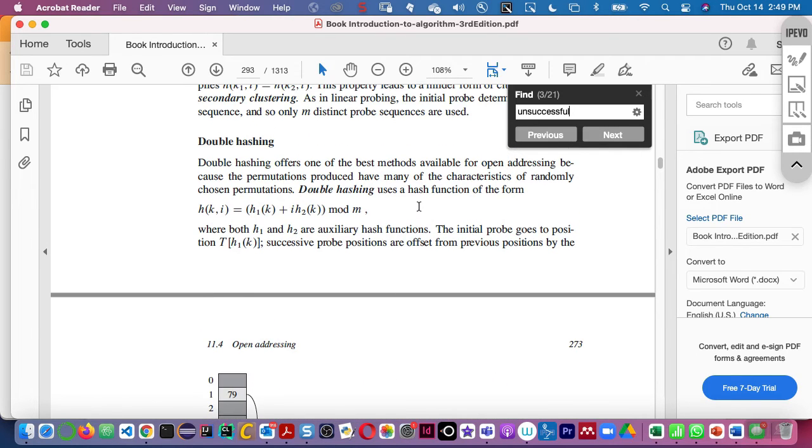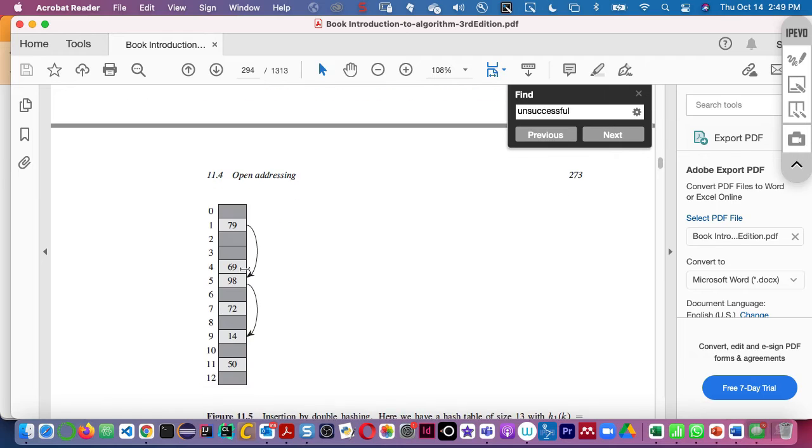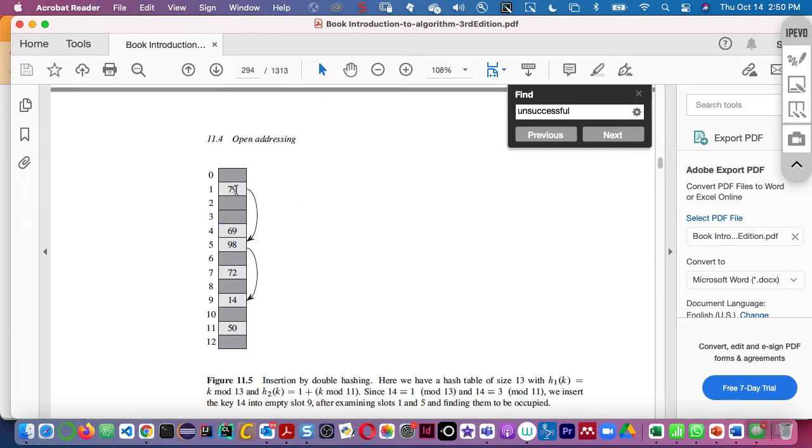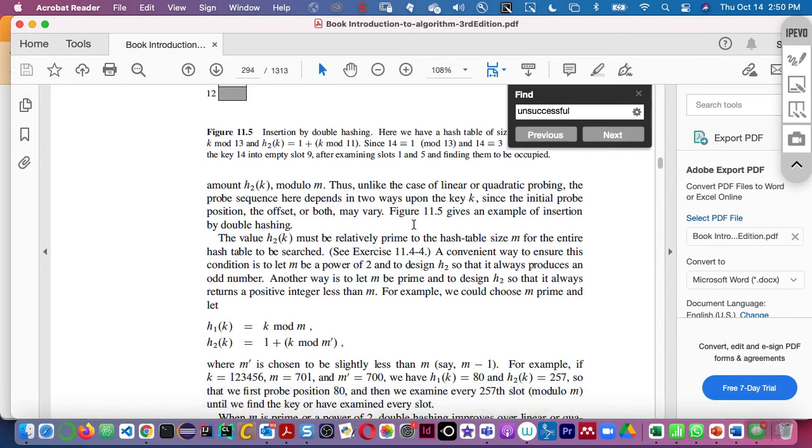Okay, so in addition to this, there is an example in the book. Please study this one, okay? These are the data set: 79, 69, 98, 72, 14, 15. These are the data set. Okay.